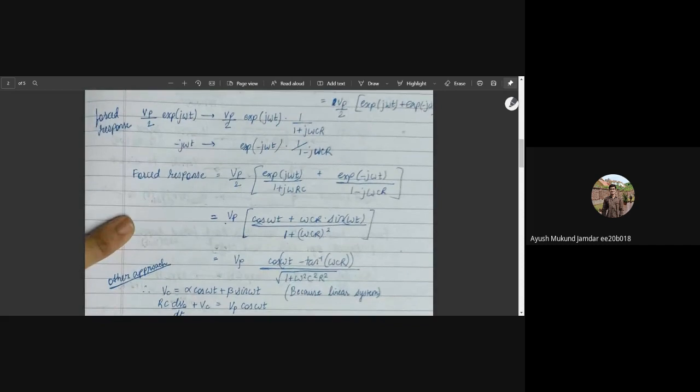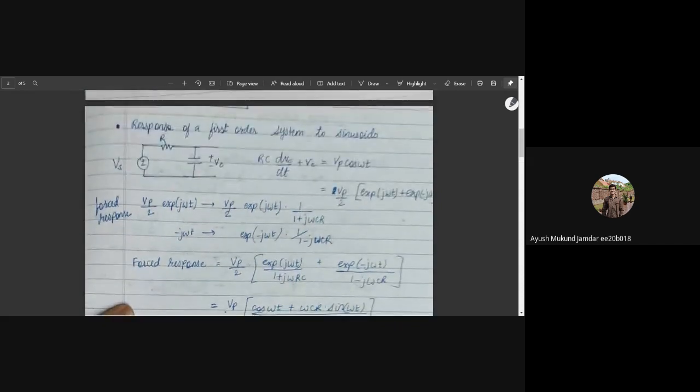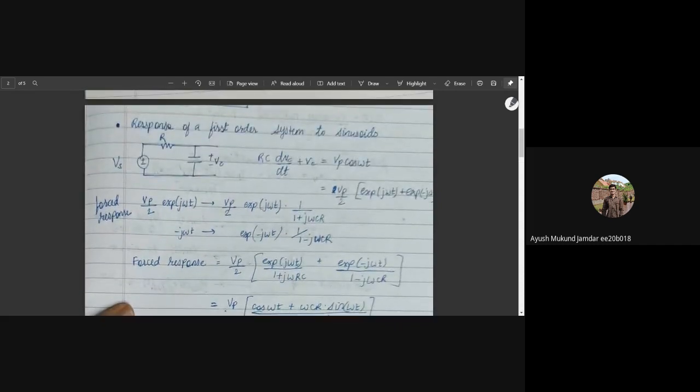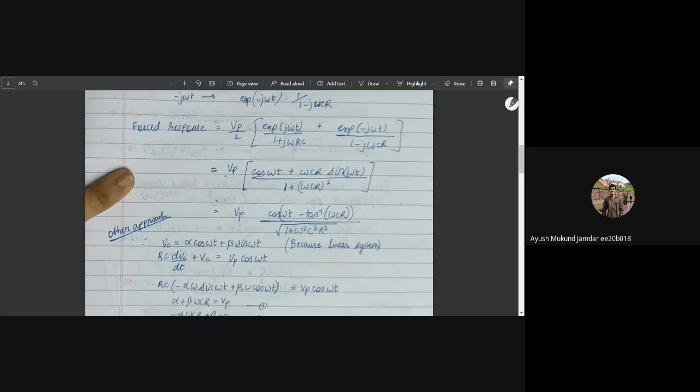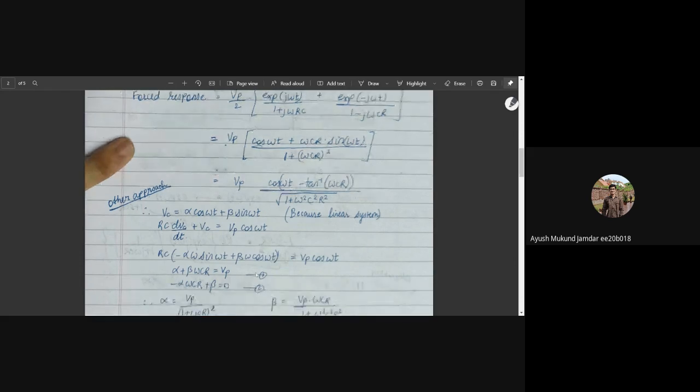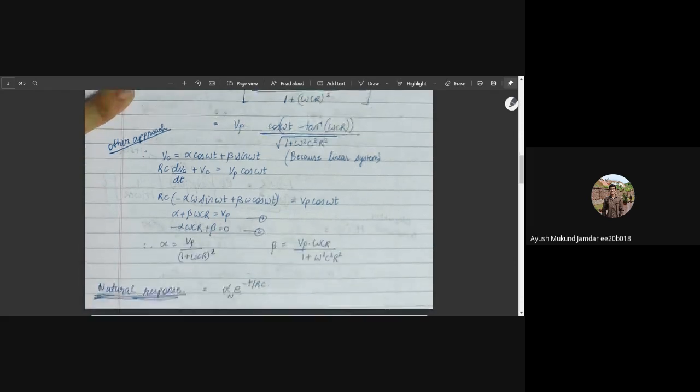Another approach to solving this is that we know it is a linear system, so the capacitor voltage Vc should be something times cos omega t plus something times sin omega t. There might come a phase difference of pi by 2. Taking these alpha and beta as constants for cos and sin omega t, and putting the Vc value back into the equation, we can solve for alpha and beta, and the value turns out to be the same. Alpha turns out to be Vp by 1 plus omega CR whole square, and the beta value as well.